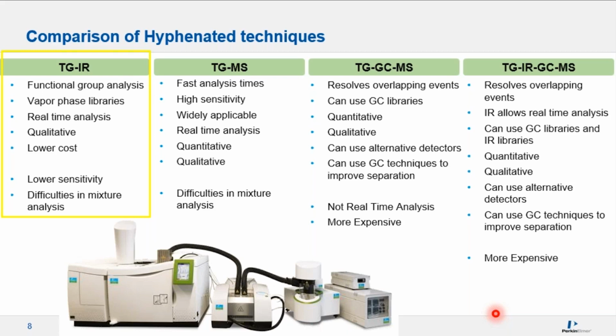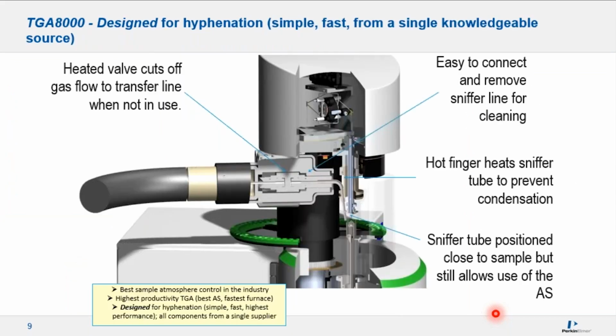Okay, so we're going to dive down a little bit deeper into TG-IR. Taking a look at the TGA 8000, this is PerkinElmer's high sensitivity bottom loading TGA. We have the balance mechanism up here at the top. A hang down wire holds a ceramic crucible where the sample would go. The furnace would be lifted up and it would surround the sample.